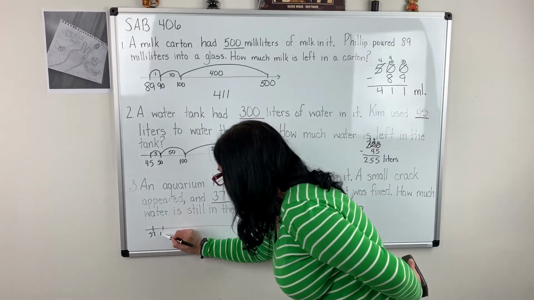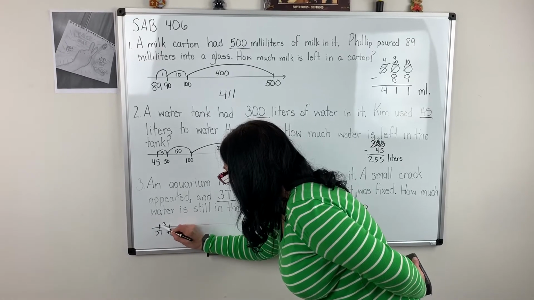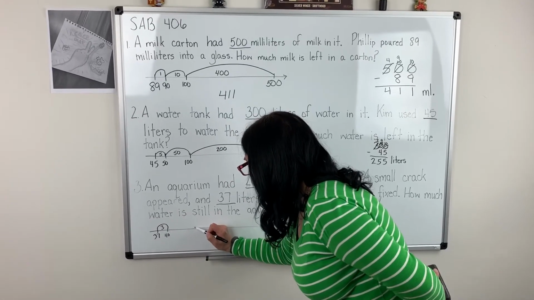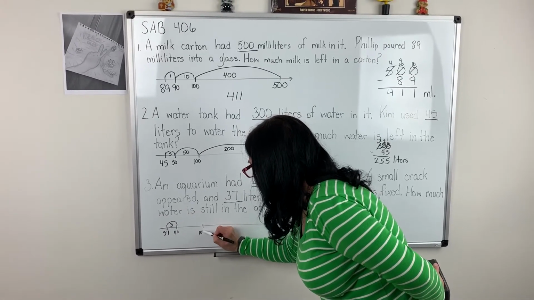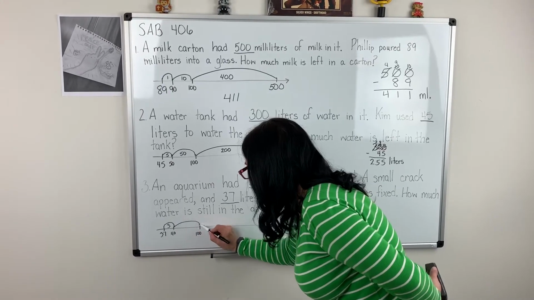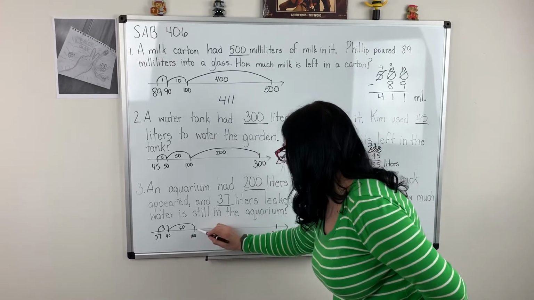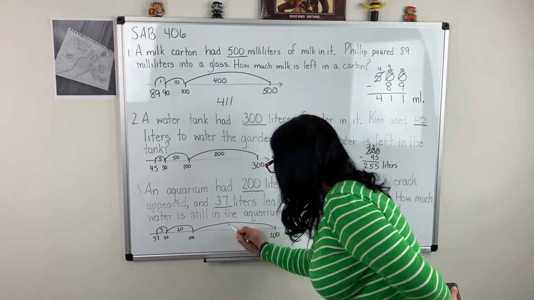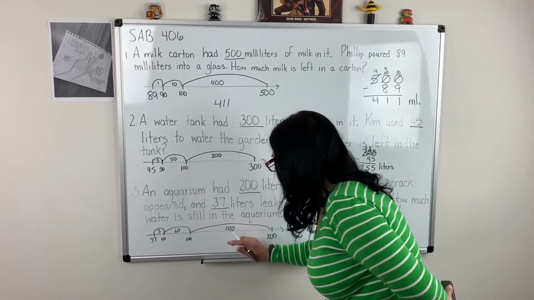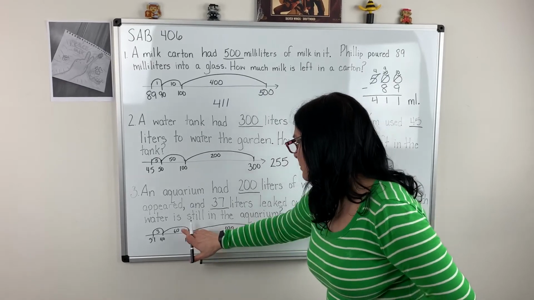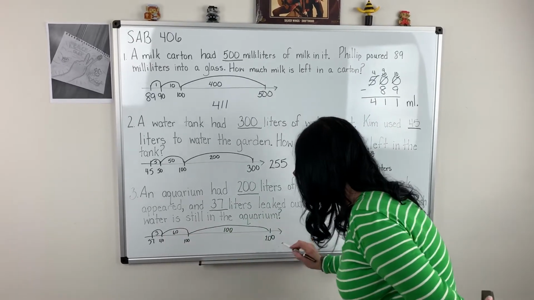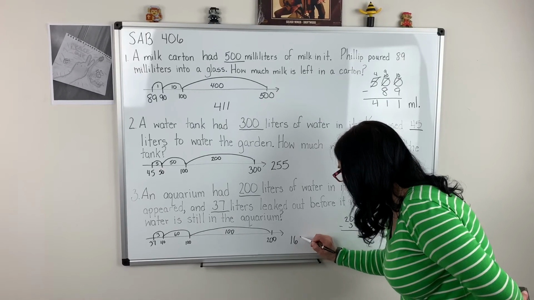37 plus 3 to give me my benchmark number. 40 plus 60 to get up to my next benchmark of 100. 100 to 200. I'm going to add them together. 100 plus 60 plus 3 is 163.